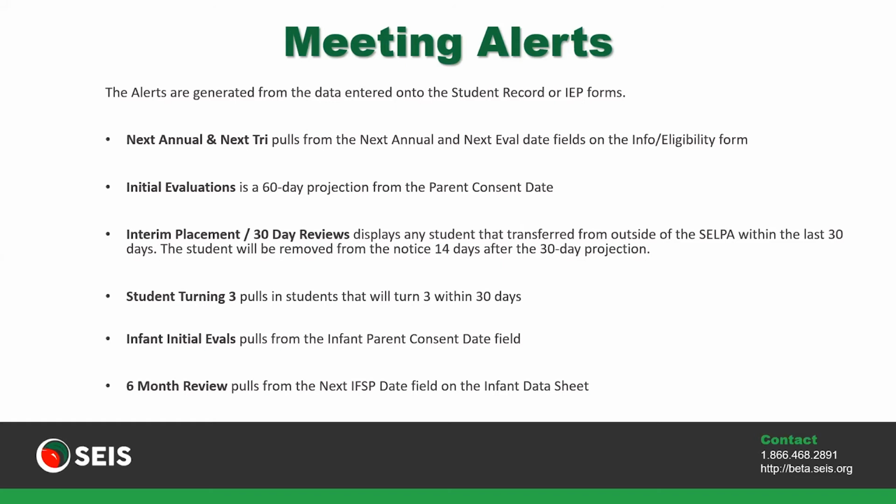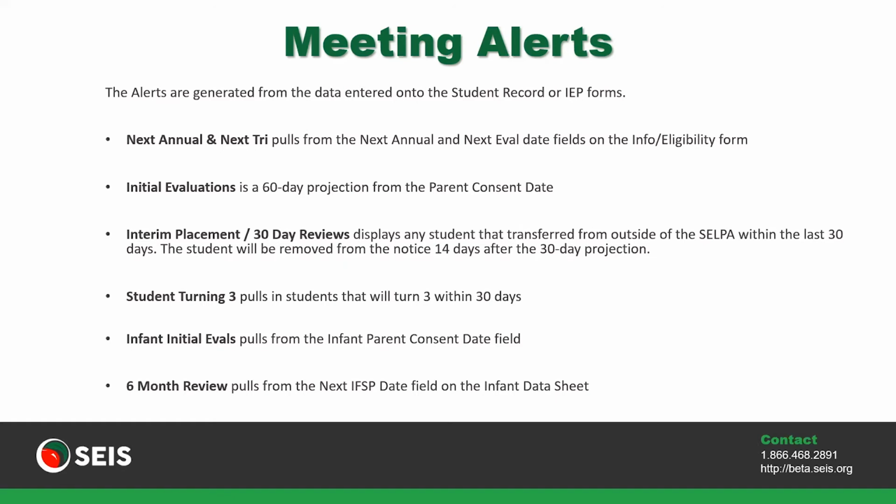You have next triennial, or next annual and triennial. That one actually pulls from the next annual and eval date fields on the information and eligibility form. So whatever you put in there, it'll pull students in as a reminder for those meetings. For the initial eval, it's basically a 60-day projection from the consent date. So it's just a reminder saying, hey, you need to hold this initial eval within 60 days of receiving parent consent. Then the interim placement and 30-day reviews.